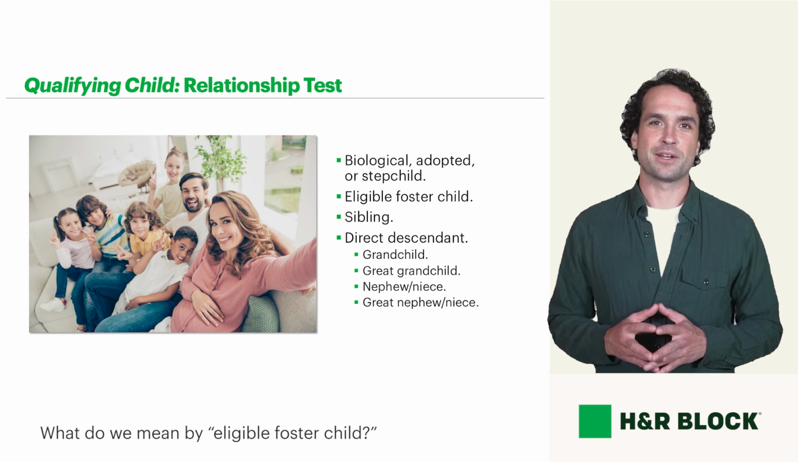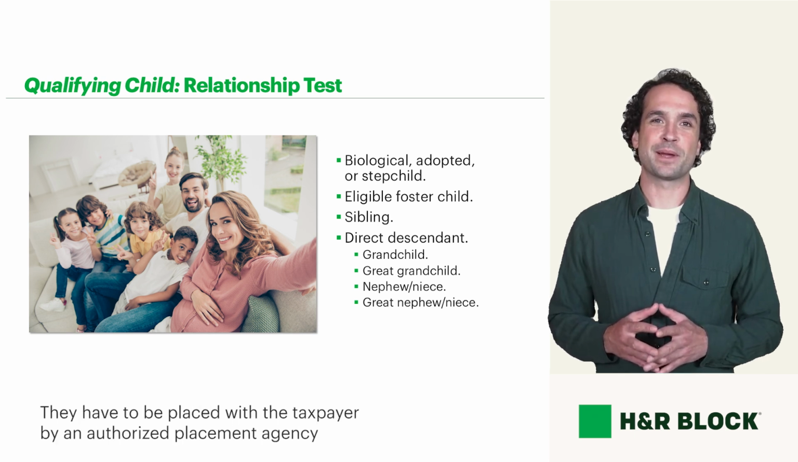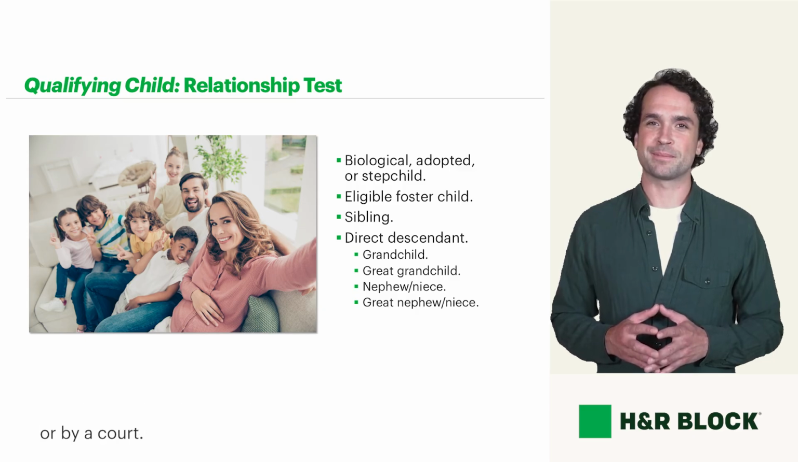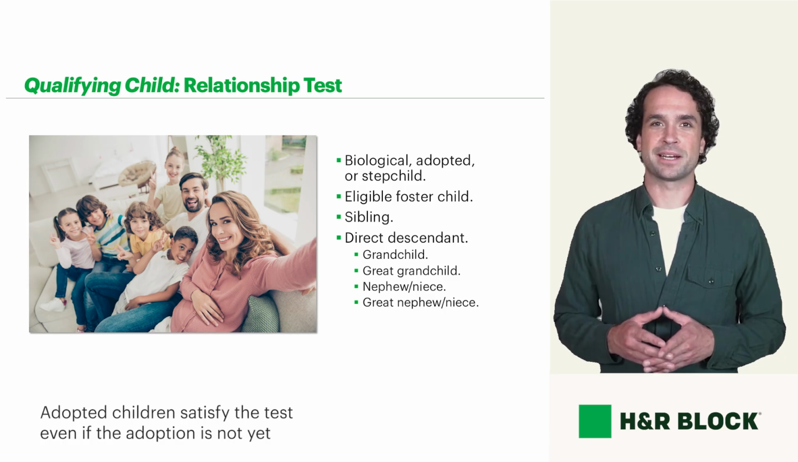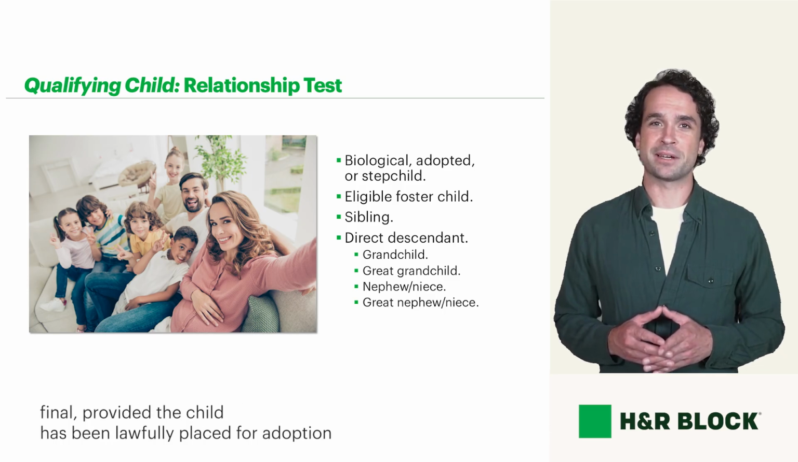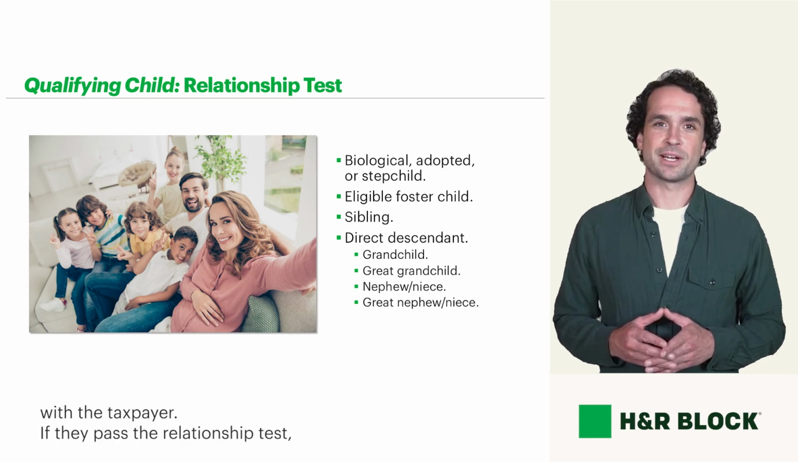What do we mean by eligible foster child? What makes an eligible foster child? They have to be placed with the taxpayer by an authorized placement agency or by a court. What about an adopted child? Do they meet this test? Adopted children satisfy the test, even if the adoption is not yet final, provided the child has been lawfully placed for adoption with the taxpayer. If they pass the relationship test, we move on to the age test.